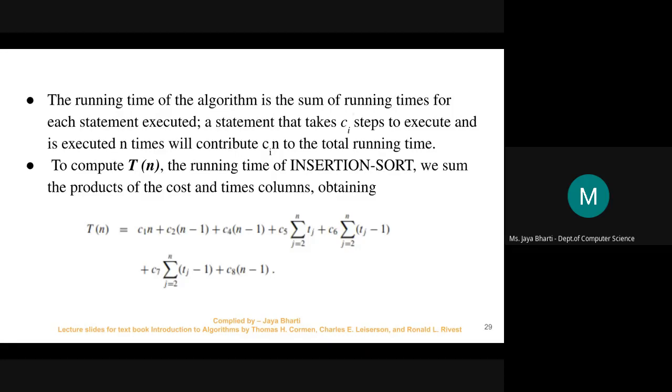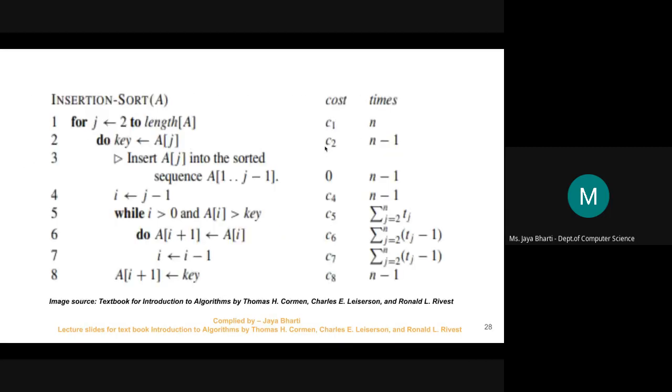Okay, so a statement that takes c_i steps to execute and is executed n times will contribute c_i n to the total running time. For this one you need to write it as c1 n, c2 into n minus 1, 0 into n minus 1, c4 into n minus 1, c5 into... you need to multiply the cost and times.